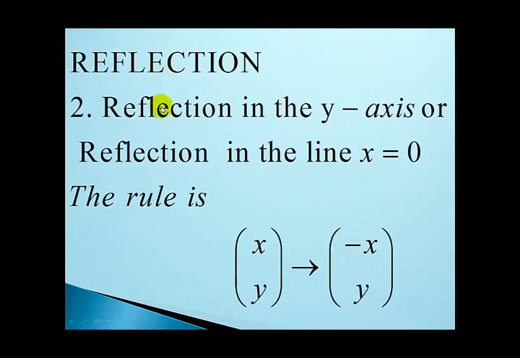Now we have reflection in the y-axis, or reflection in the line x equals 0. For reflection in the y-axis, the rule is (x, y) maps to (minus x, y). That is, you negate the x value, but the y value remains the same.